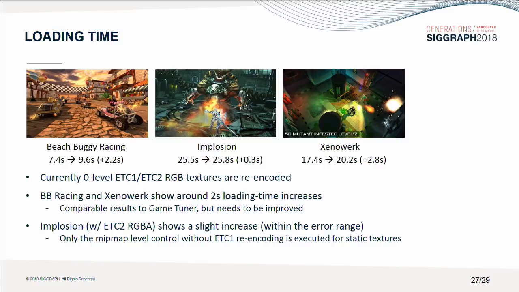In the case of Implosion, this game only includes ETC2 RGBA textures, so this game shows a slight increase within the error range, because only the memory level control without ETC1 re-encoding is executed for static textures.